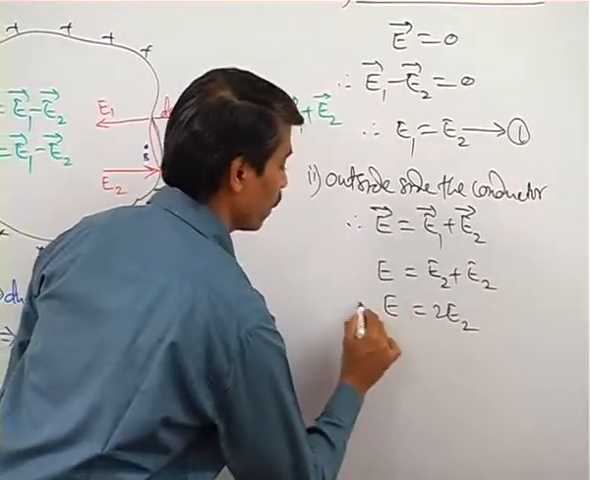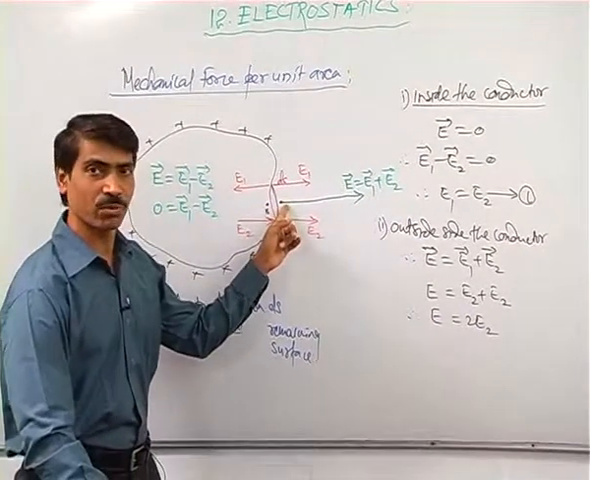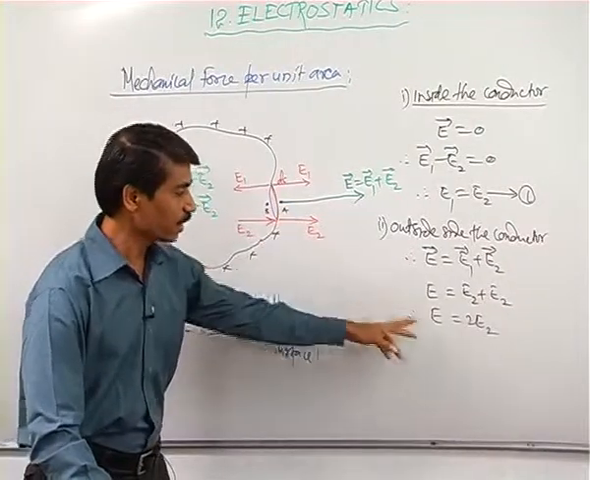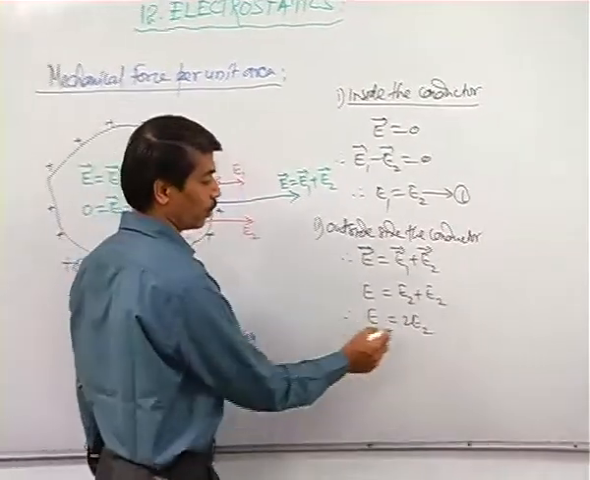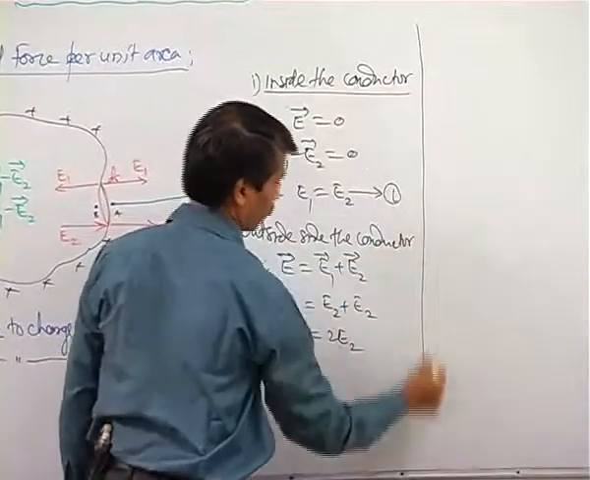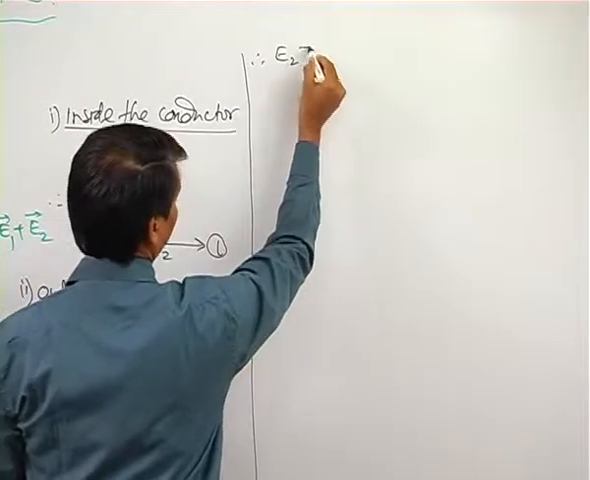So we got the magnitude of the resultant intensity at point A, which is just outside, equal to 2 times E2, and therefore E2 is equal to E upon 2.